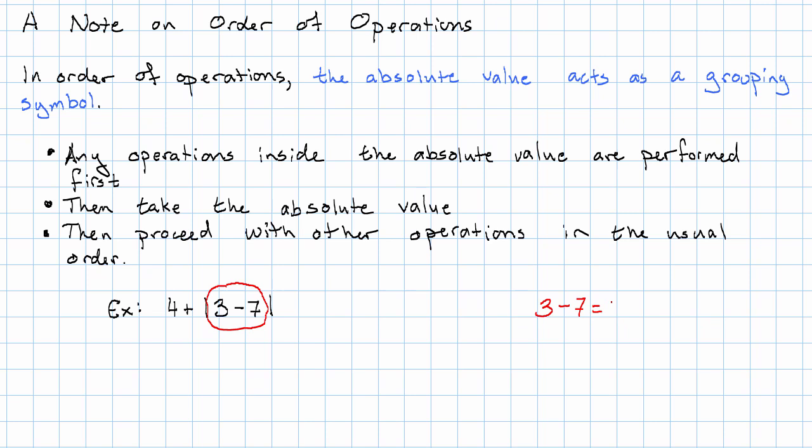7 is bigger, so we understand this as 3 plus negative 7. Opposite signs, so we subtract. 7 is bigger, so the result is negative. We now have 4 plus the absolute value of negative 4.